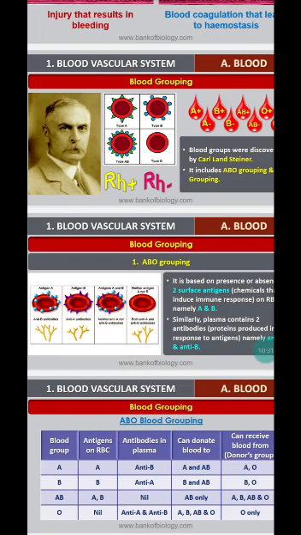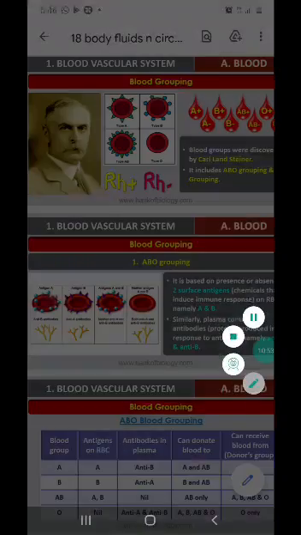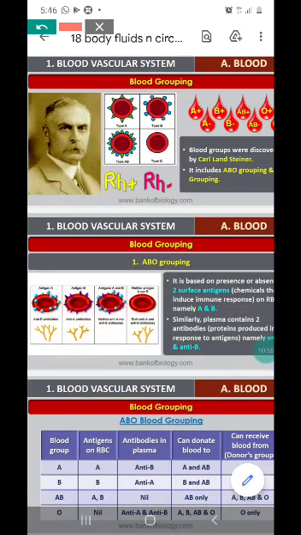Now how is this grouping done? On what basis? It is done based on the presence of antigens on the surface of the RBC cells. You can see the diagram itself. In this case, they have represented one type of antigen as blue dots. If that type of antigen is present on the RBC surface, they are called A group.